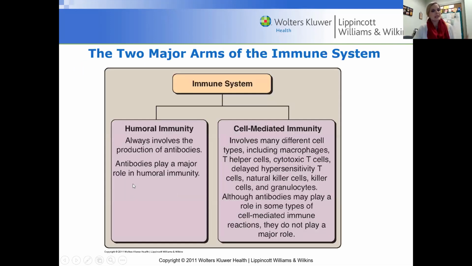Okay. So again, real brief, this just shows a breakdown of the two. Humoral immunity involves the production of antibodies, and antibodies are going to play that major role in that part of the immune system. Whereas cell-mediated, like I said, a variety of different types of cells are involved here.